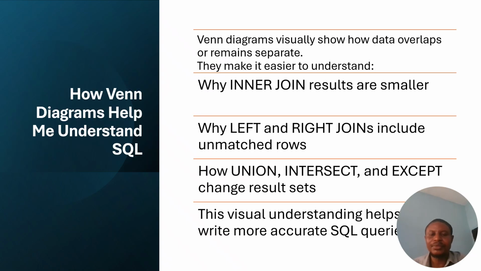Also, using Venn diagrams show how data overlap and remain separate. They make it easier to understand why inner join results are smaller, why left join and right joins include unmatched rows, how union, intersect, except result sets can change. So this visual understanding helps to write accurate SQL queries.